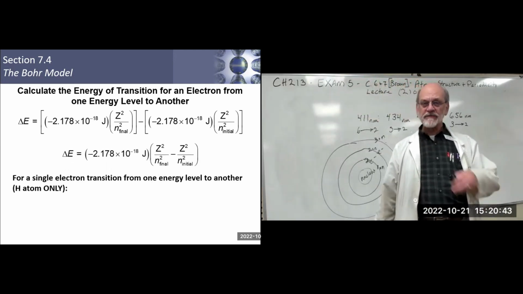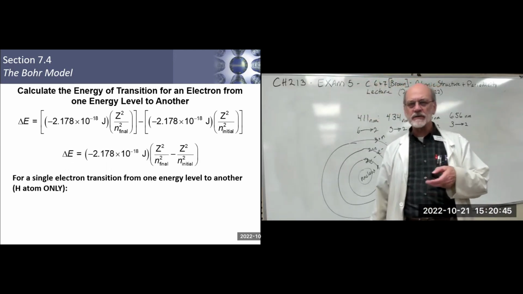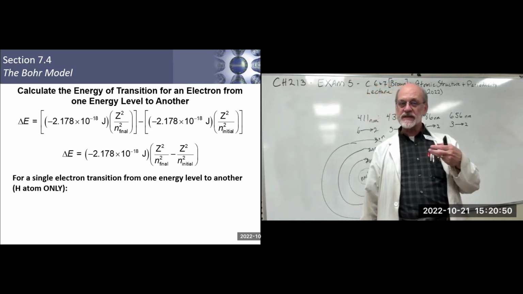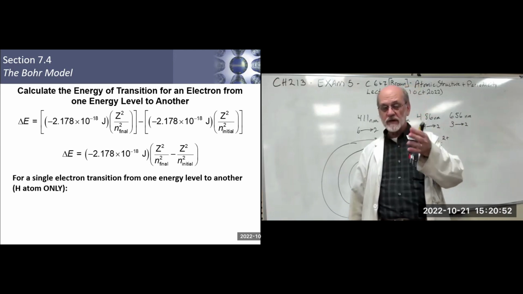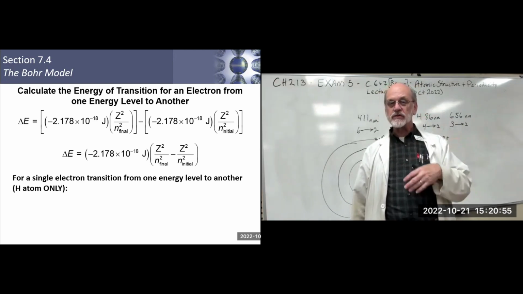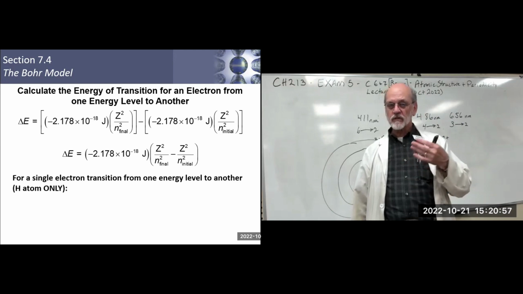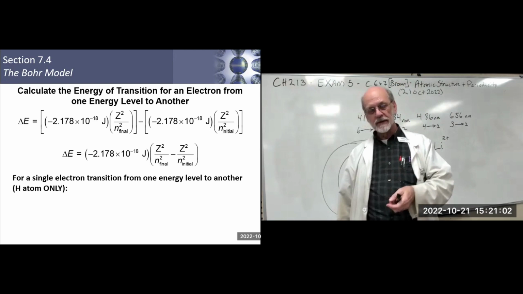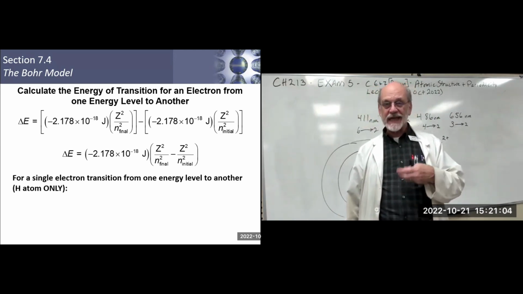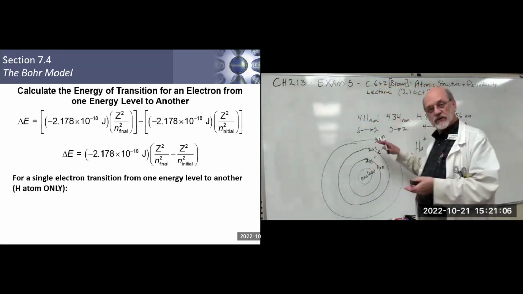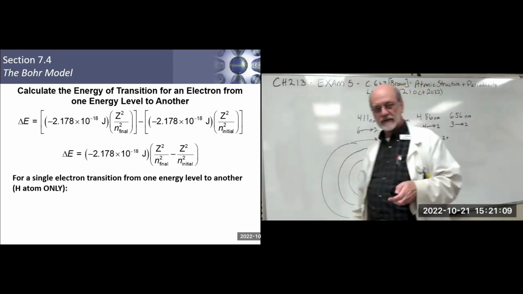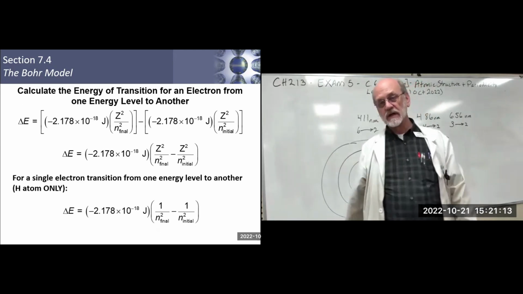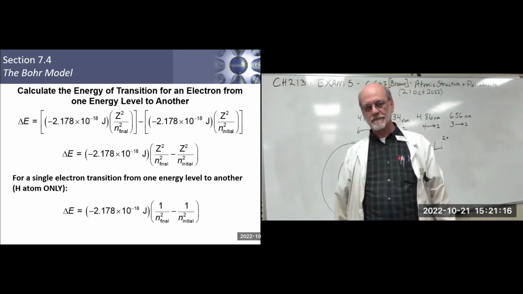Right? And if we simplify this equation, all you have to do is factor out common factors. Minus 2.178 times 10 to the minus 18th is occurring in both of them. So you factor it out, and that leaves you with Z squared over n squared final minus Z squared over n squared initial. And that equation will tell you the energy transition from one level to the other. And of course, if it's hydrogen, you just put a 1 where the Z is.